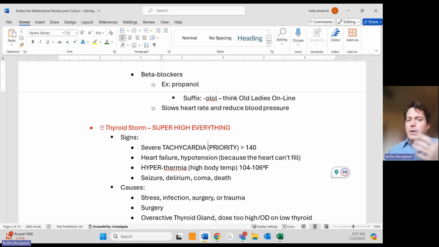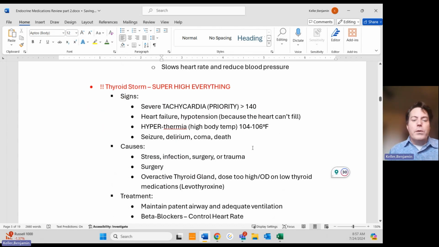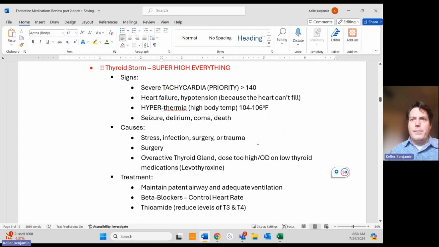It's like atrial fibrillation or VFib, where the heart is just not doing anything. So they will often have hyperthermia, not hypothermia, but hyperthermia. So that's really high body temperature. So we're talking 104 to 106. And that can lead to things like seizure, delirium, coma, death. And that's because they're not getting good blood perfusion, low blood pressure because of the super high tachycardia, and their brain is baking. So this is why it's an emergency.